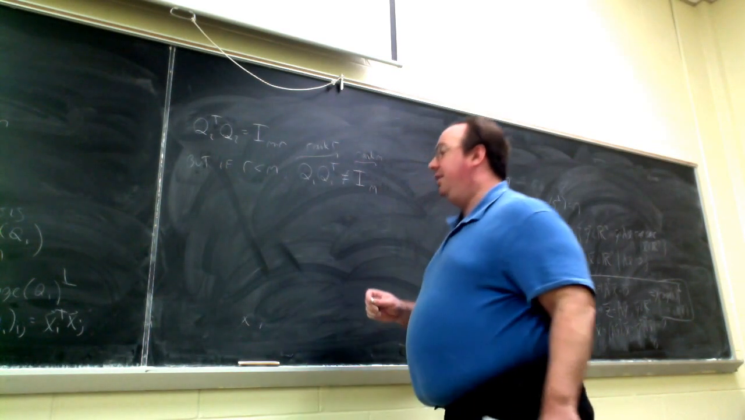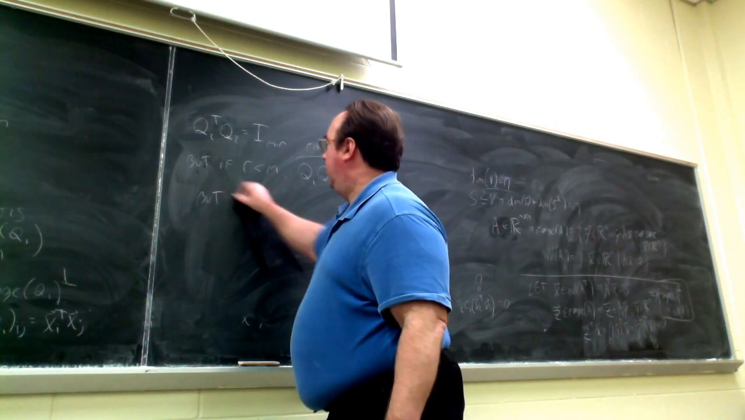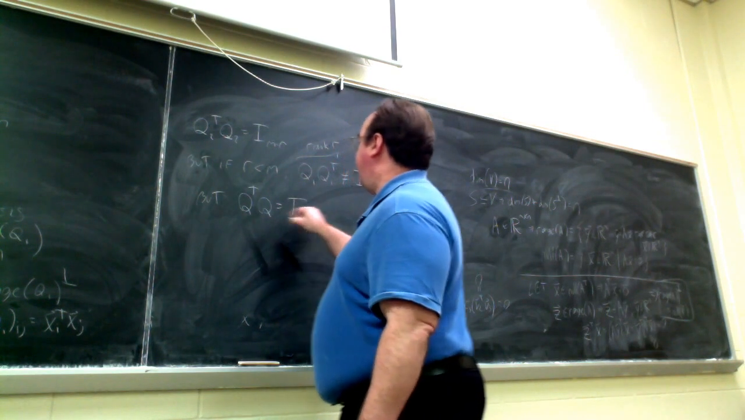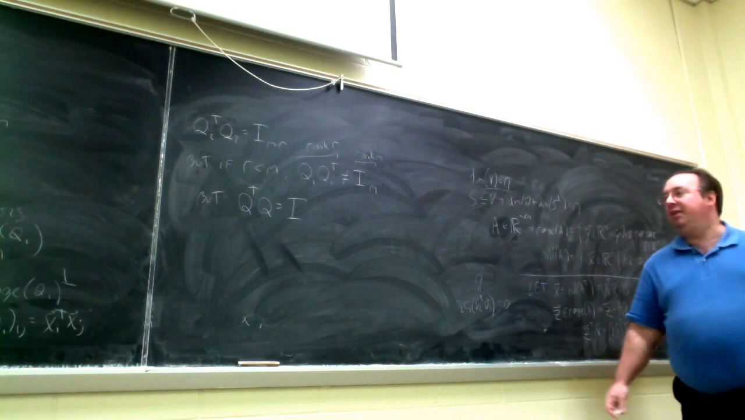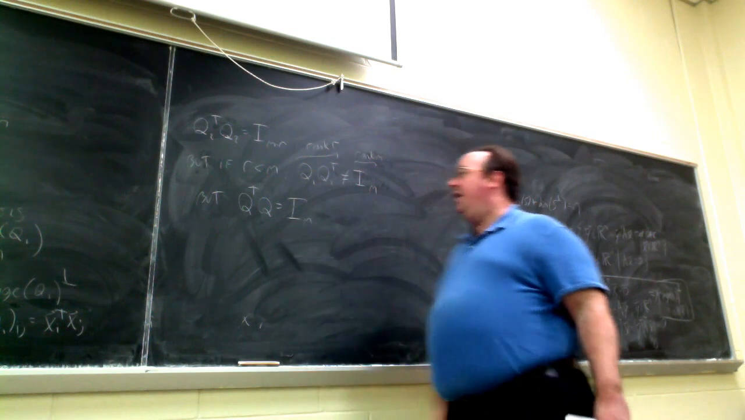On the other hand, let's take a look at Q. Q has orthonormal columns. So this relationship applies to Q1 and Q2, and also applies to all of Q. And this is the identity of size M by M.